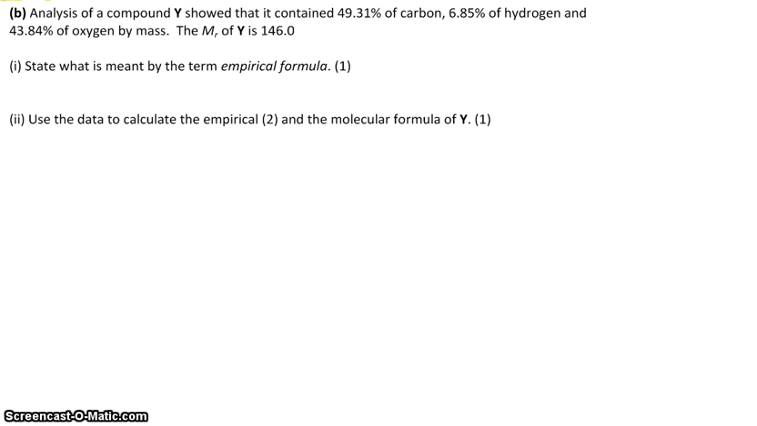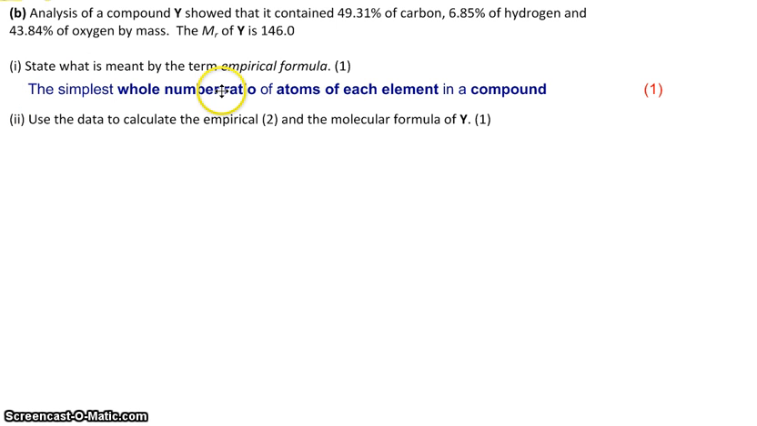And then part B, it says this compound Y is shown to contain this percentage of carbon, this percentage of hydrogen, and this percentage of oxygen, and we know the MR of Y as well is 146. So first of all, what's meant by empirical formula? Again, you've just got to learn it. It's the simplest whole number ratio of atoms of each element in a compound. And then we're using the information to get the empirical formula for 2 marks and the molecular formula for a further 1 mark.